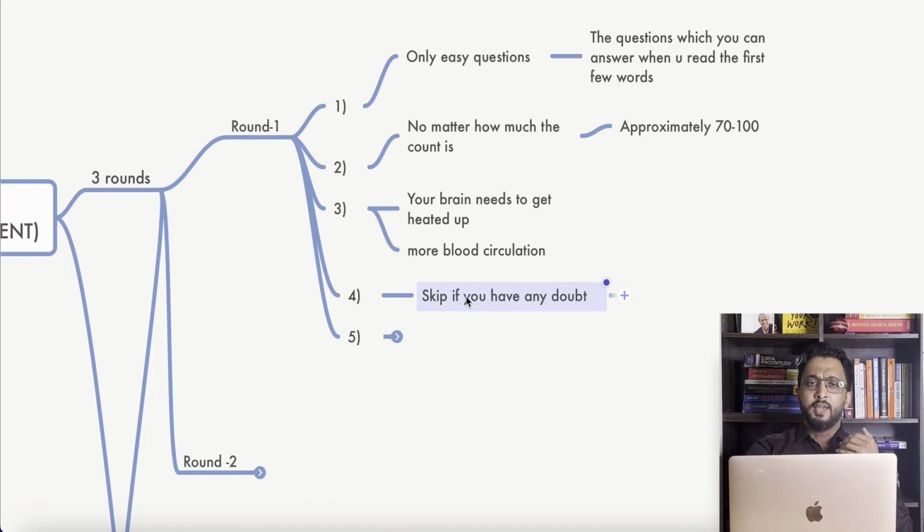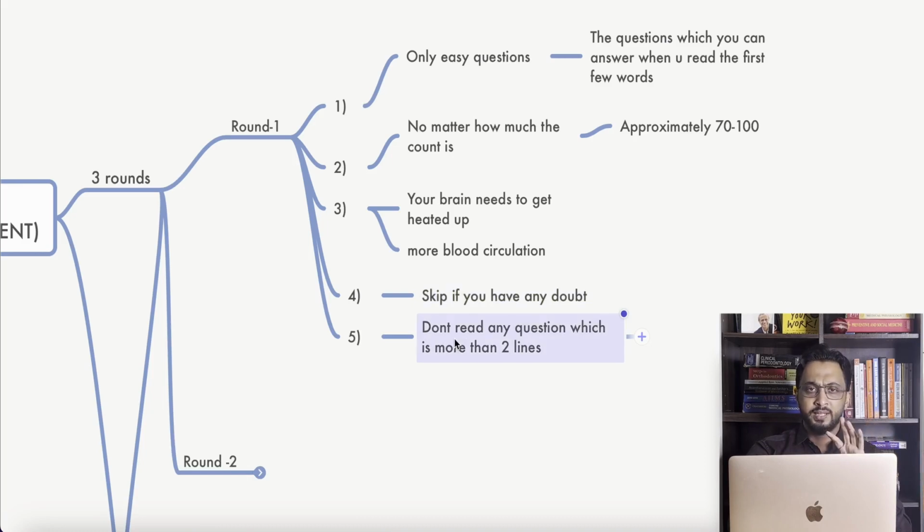Anyway, now if in case you have any doubt, skip it. Any doubtful thing, skip it. Then it will come under the category of doubtful questions. Now, at this round, be very careful in this regard. If any question is more than 2 lines, don't read it. Why? You're saving time there.